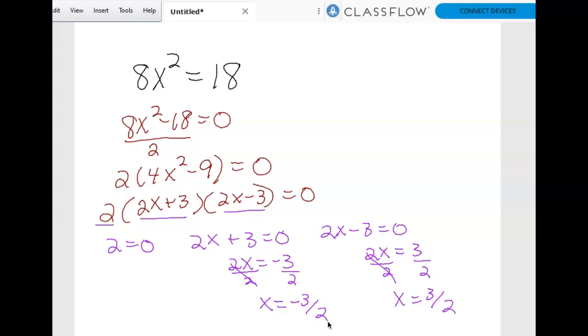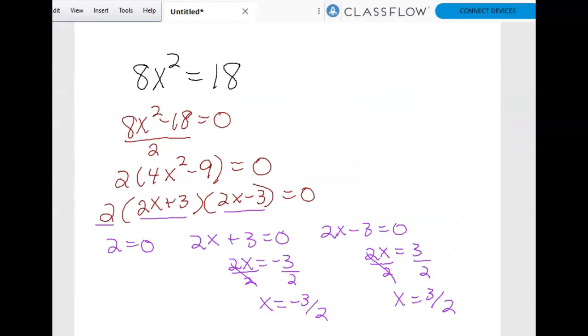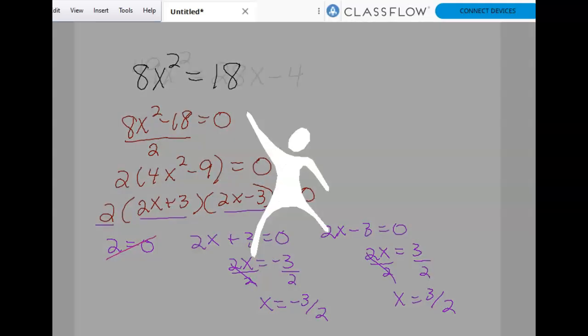What do I get with the last one? Why do I not get a root here? You're right, I do not. Tell me why. What's not there? There's no x, right? Back here, we had an x, so we can get a 0. Here, there's no x, so we don't get an answer here. Okay, one more.